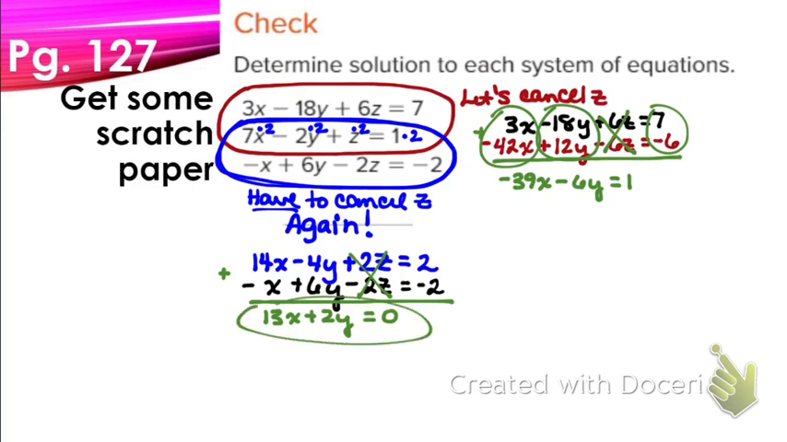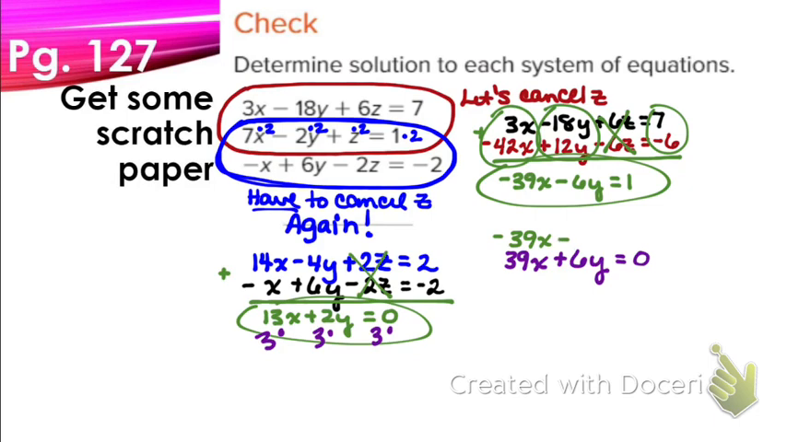All right, so now I'm going to use this equation and this equation. Which one looks like it'd be the easiest to cancel, the x's or the y's? The y's. What do I multiply by to get the y to cancel? 3. If I multiply everybody here by 3, what's 13 times 3? 39. What's 2 times 3? 6. What's 0 times 3? 0. Here I had negative 39x, I had a negative 6y, and I had a 1.